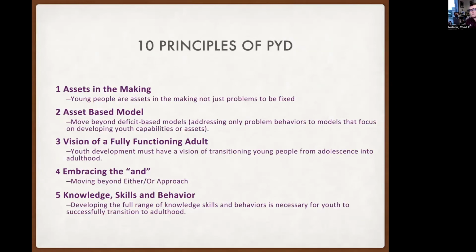The 10 principles of PYD are the grounding principles of this body of literature. First, assets in the making: looking at young people as an asset rather than as problems, as if we've got to fix these young adolescents. And we'll talk about historically why some youth professionals have this mindset that young people are problems. There's a bit of historical context that we need to understand.